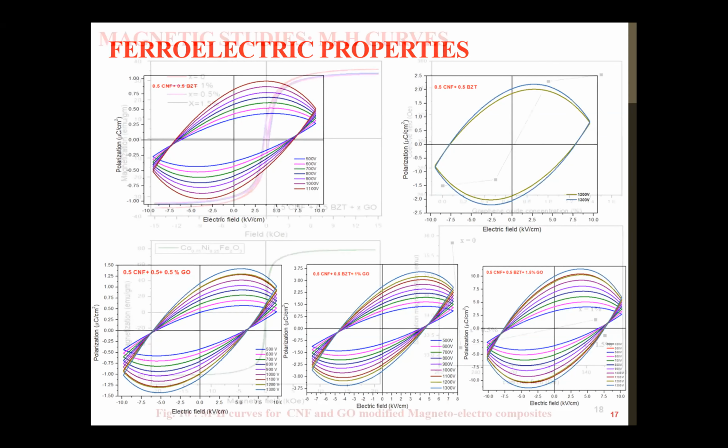To study the magnetic properties of our material, the MH curve is studied, and with the increase of graphene oxide concentration, it is observed that our coercive field is increasing gradually, whereas our saturation magnetization is decreasing for 0.5%, and again it is increasing for 1% and decreasing at 1.5%.